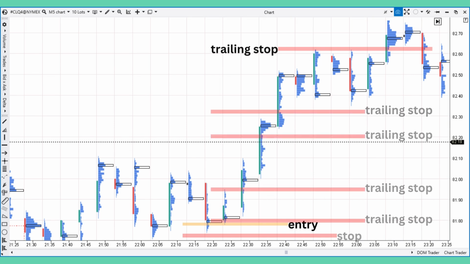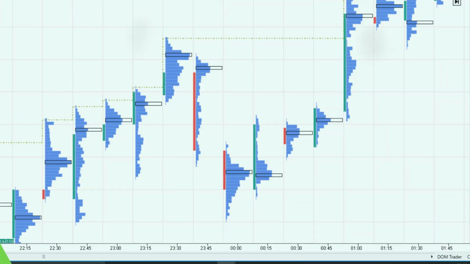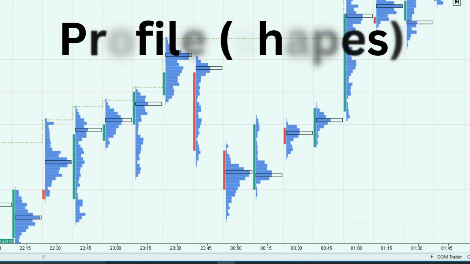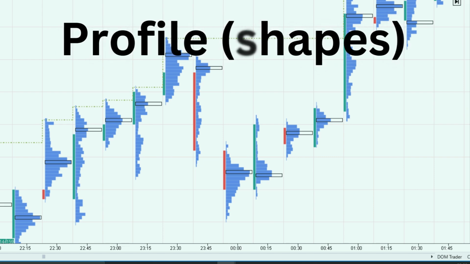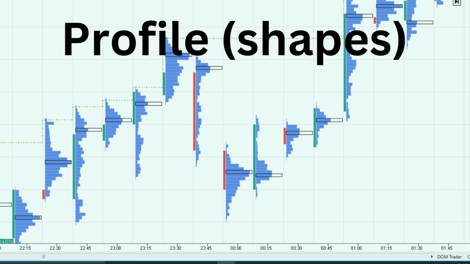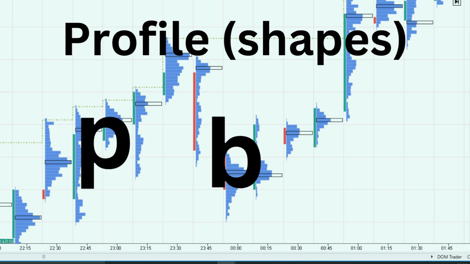Next, we are going to take a deeper look into profiles. When we talk about the profile, we are referring to how the volume is distributed at each price level and the way it is distributed. There are three common profile shapes, which are P-shaped profiles, B-shaped profiles, and a capital D-shaped profile. There are more than this, but let's explore these three individually to understand them better.